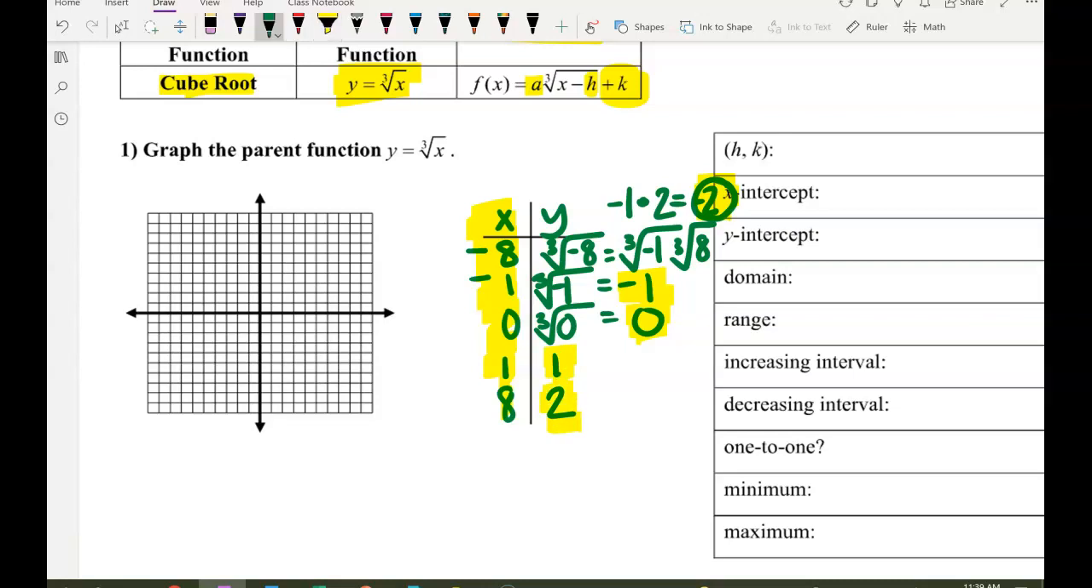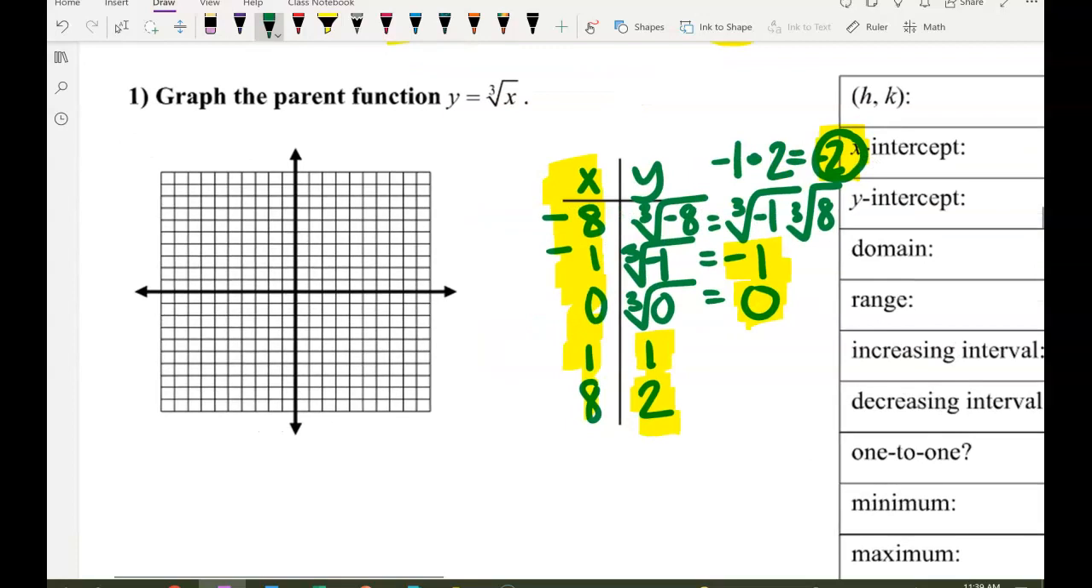Now we are going to plot those points right here on the grid. So -8 goes to -2. -1 is going to be -1. 0 is 0. 1 is 1. And then 8 is now 2. So think of it as a sideways snake.